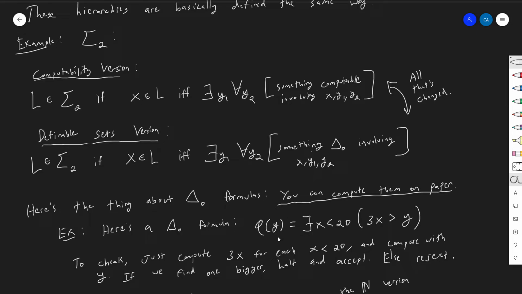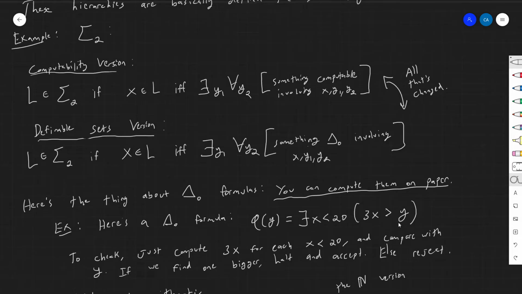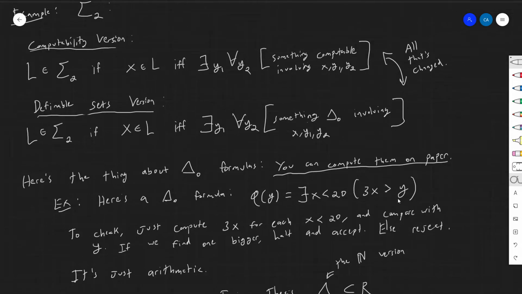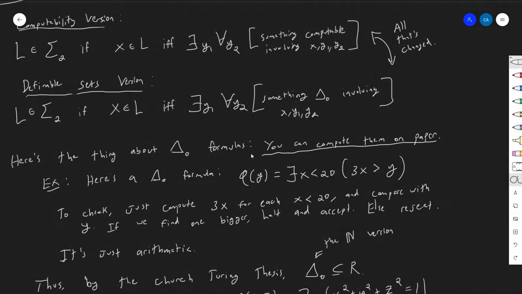Phi of y: how would I compute it? I give you a y. For each x less than 20, you compute 3 times x and compare it to y to see if it's bigger. If you find one that's bigger, you stop and say yes. If you don't, you reject. That's it. This is just arithmetic. The important thing is I can decide whether or not I am in a delta 0 set on paper. It literally is arithmetic. I am talking about doing arithmetic on paper.